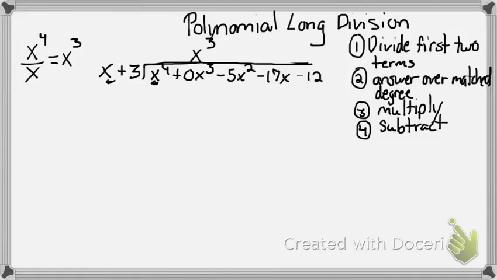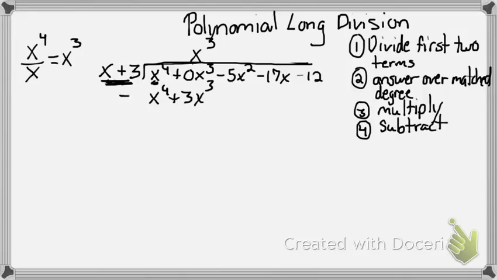What I'm multiplying is this x cubed times this x plus 3. That basically means I'll distribute. X cubed times x will give me x to the 4th. I write it under here. X cubed times 3 gives me plus 3x cubed. And then step 4 is to subtract.